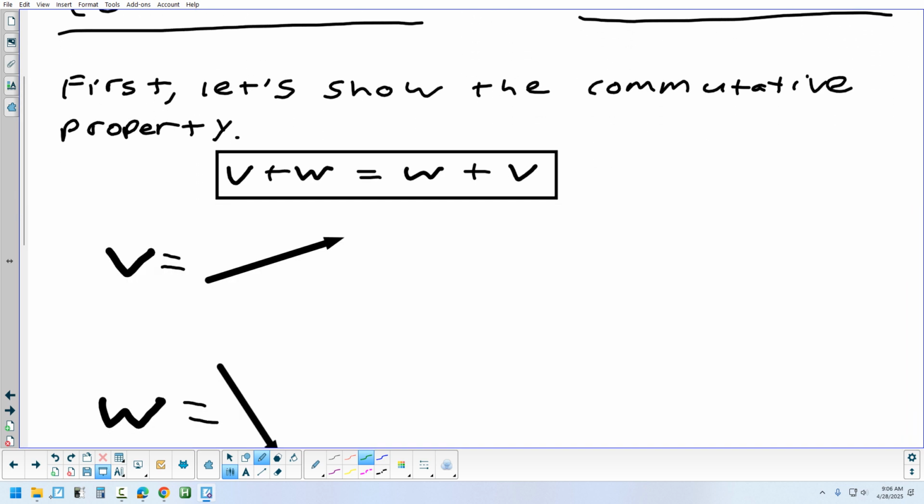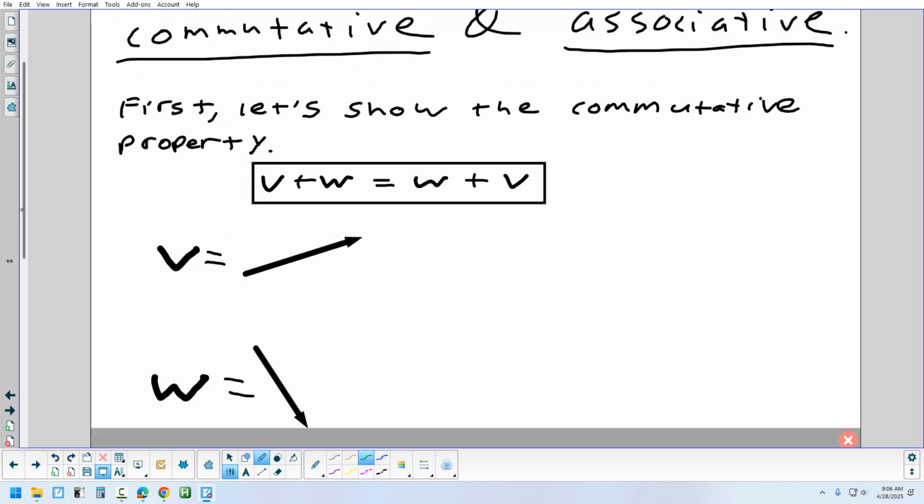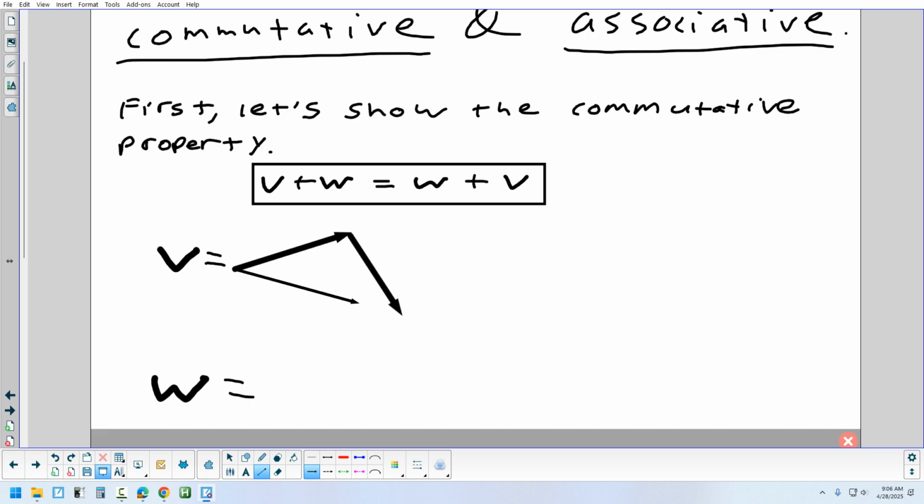So let me show you that. So first, let me do V plus W. That's V. And if I put W on the end, that's V plus W in that order. Now, draw in an arrow, and that's the answer for V plus W. Any question how I got V plus W?